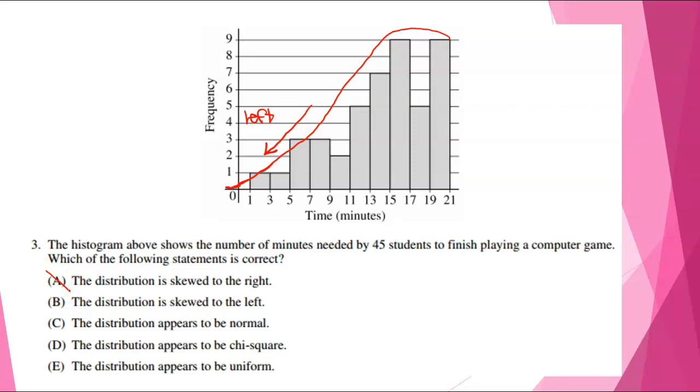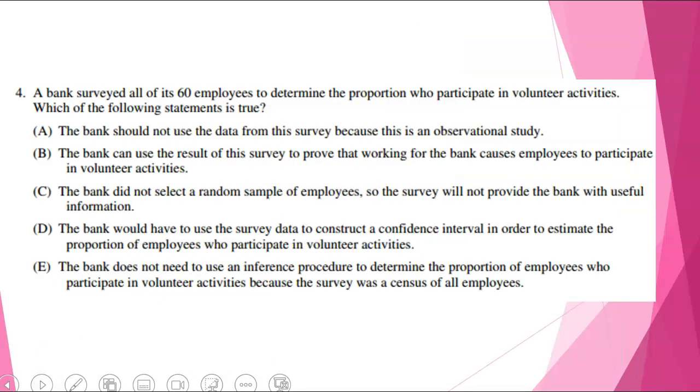If we look at the next option, it's skewed to the left. Well, we just talked about that one. This distribution is skewed to the left. It does not appear to be normal. Normal would be that bell-shaped curve. The chi-squared distribution should be more of a right skew, which this is not. And the last one, this distribution appears to be uniform. If it was uniform, then for all of the x values, it would have the same frequency, the same y value. They'd all be the same if it was uniform. So our correct answer is B.